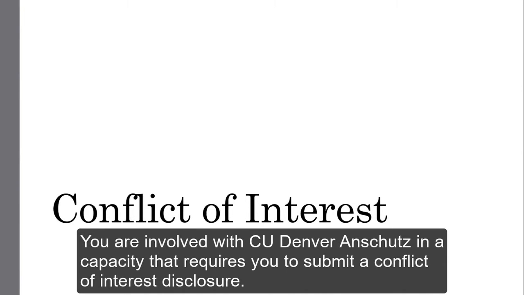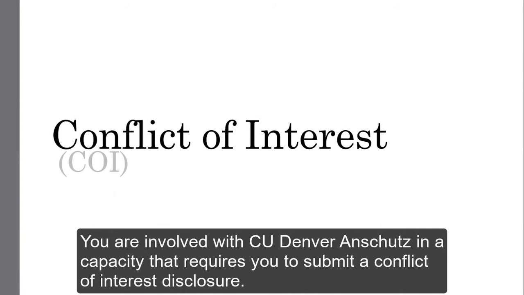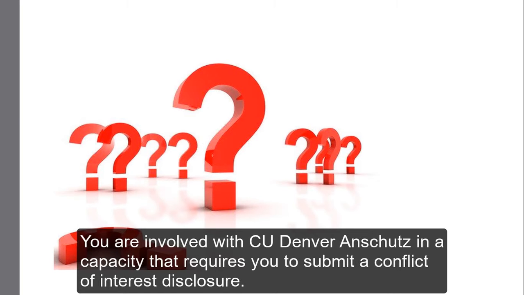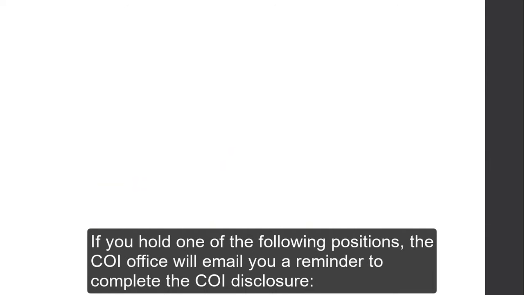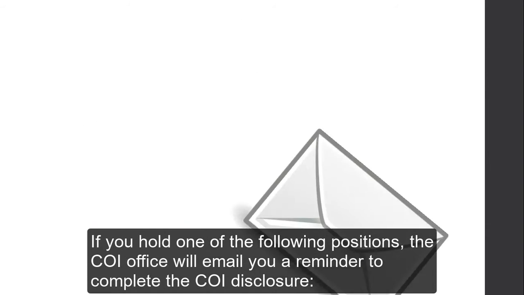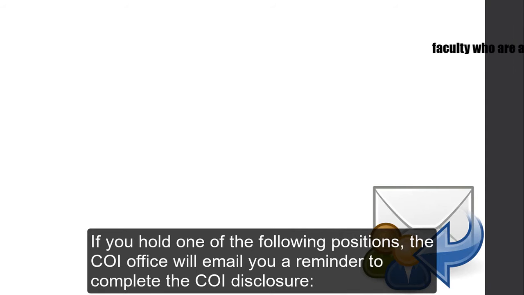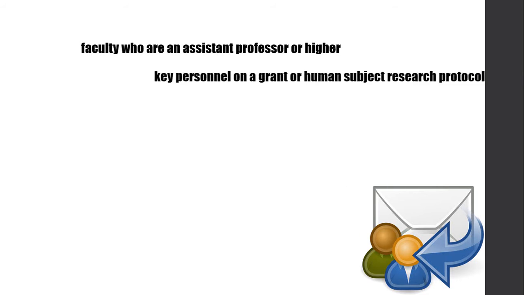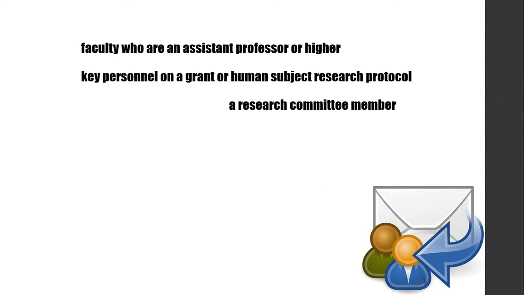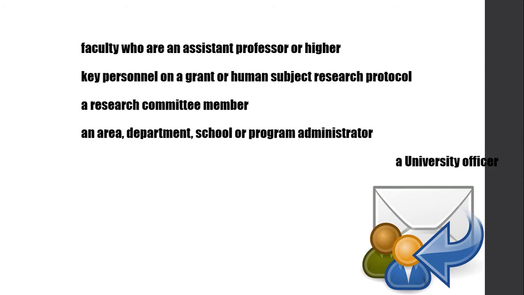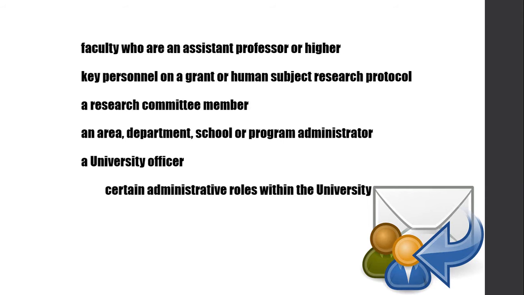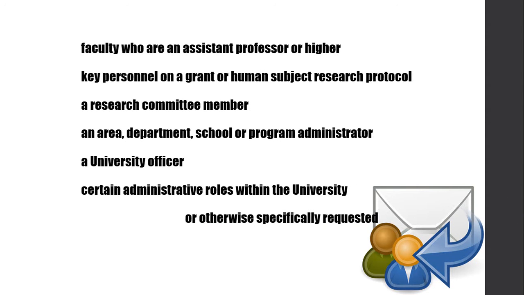You are involved with CU Denver Anschutz in a capacity that requires you to submit a conflict of interest disclosure. But what is conflict of interest? If you hold one of the following positions, the COI office will email you a reminder to complete the COI disclosure. Faculty who are an assistant professor or higher, key personnel on a grant or human subject research protocol, a research committee member, an area, department, school, or program administrator, a university officer, certain administrative roles within the university, or otherwise specifically requested.